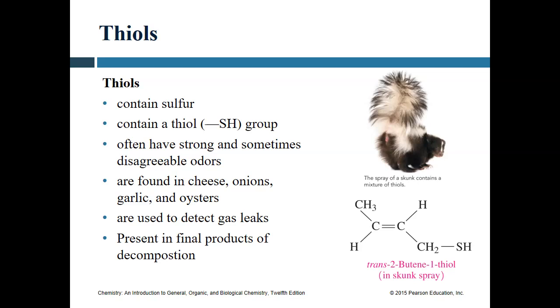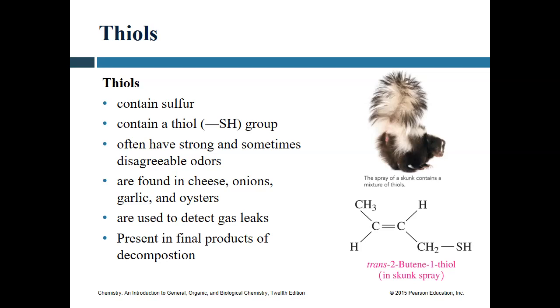Thiols, sulfur-based compounds, we tend to find those in cheeses. We definitely find them in onions. That's why onions burn so much when you cut them up, in terms of they vaporize, cause you to cry, cause reactions with your skin.